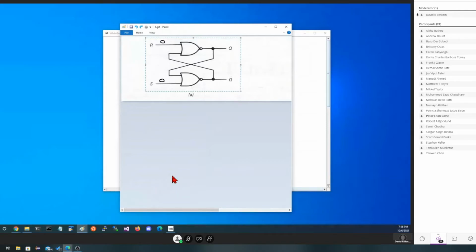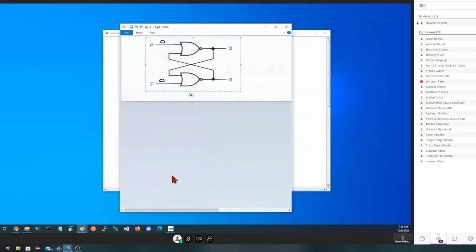Anybody have any questions about the RS latch? All right, let us move ahead.